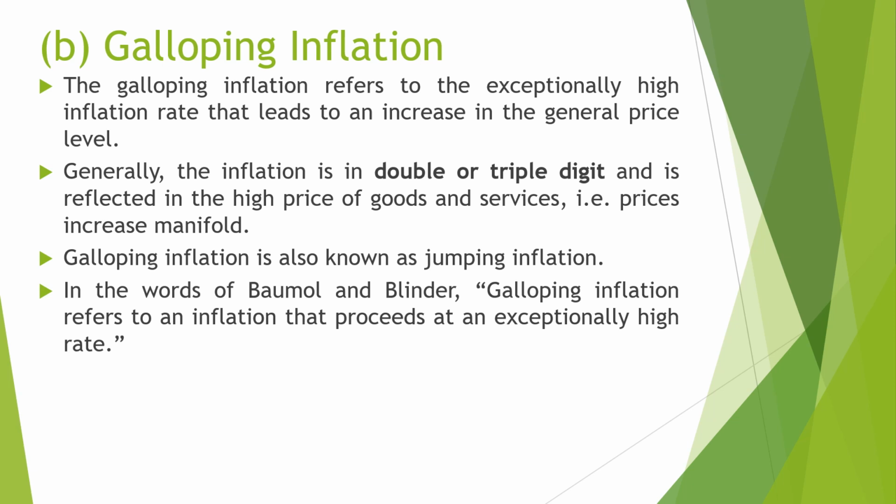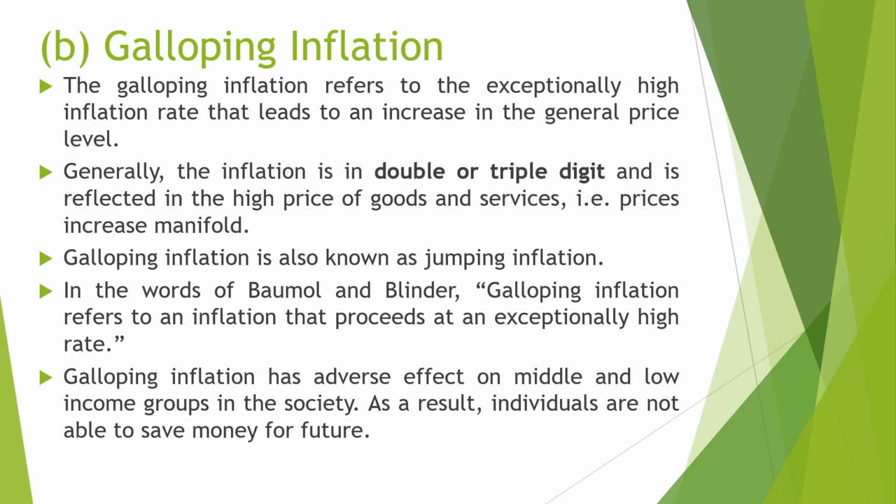So that's why in the words of Mankiw and Blinder, galloping inflation refers to an inflation that proceeds at an exceptionally high rate, as we have discussed, at the double or triple digit rate. Galloping inflation has an adverse effect on the middle and low income groups because it is actually difficult for the middle or the lower class people to sustain in an inflationary condition. Right?